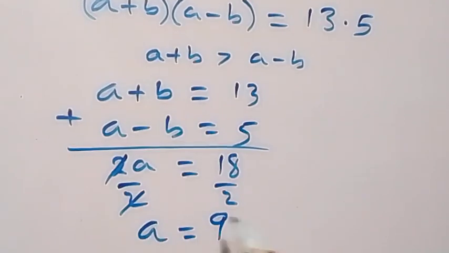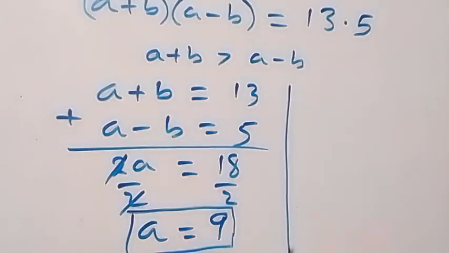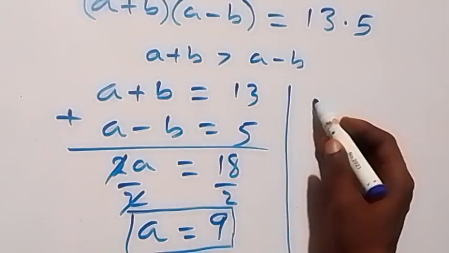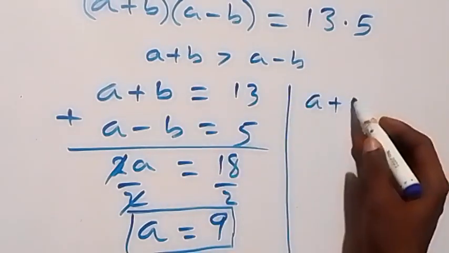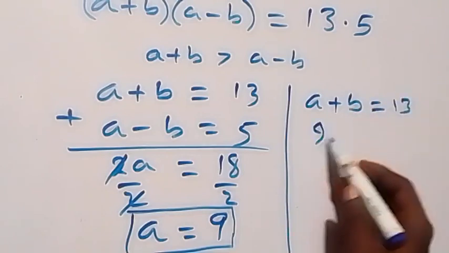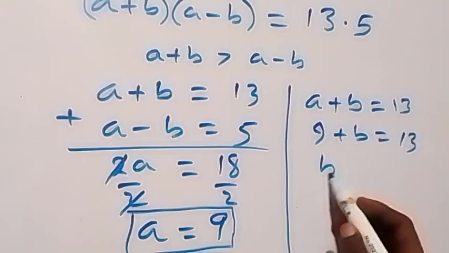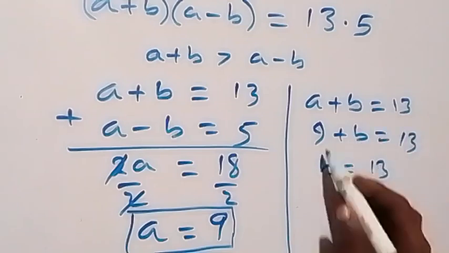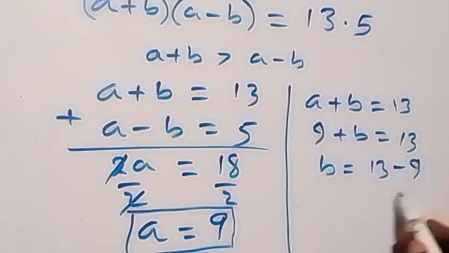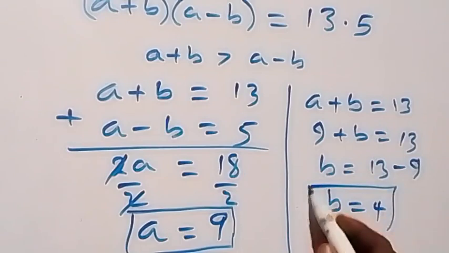So now that a is equals to 9, we can also get b here by using one of these equations. Let's say we use a plus b equals to 13. That means here we have 9 plus b equals to 13. And here b will be equals to 13 minus 9, and b equals to 4. So we have a equals to 9 and b equals to 4.